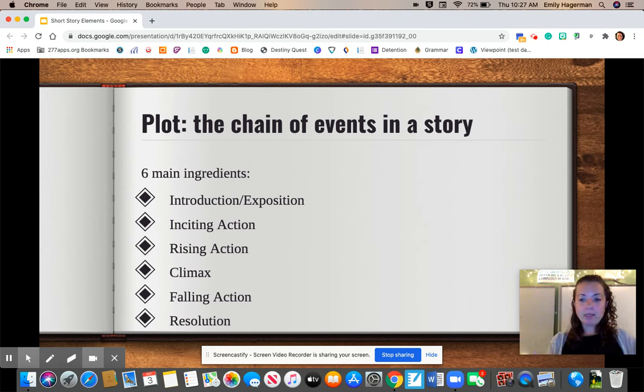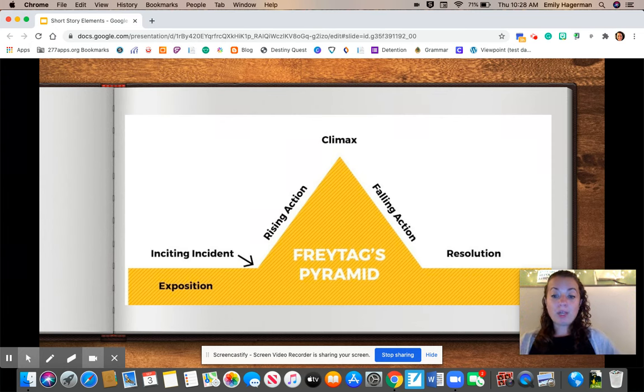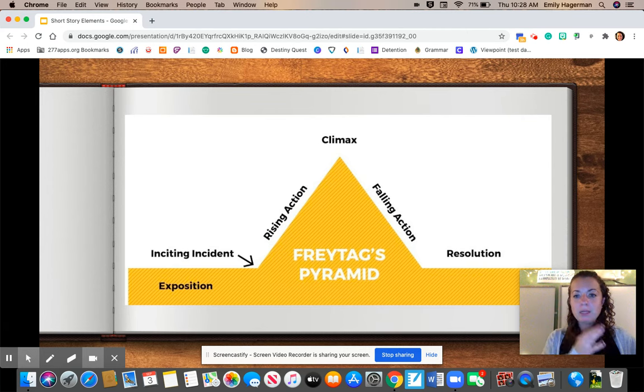So don't worry, I'm going to talk about each of these 6 ingredients separately, but the 6 of them are introduction or exposition, inciting action, rising action, climax, falling action, and resolution. This is what I want you to picture in your head when we talk about plot, and this is Freytag's pyramid. It starts with that exposition or introduction, then we see the inciting incident right there at the base of the pyramid, moving into the rising action, leading to the climax, the very top of the pyramid, falling into the falling action, and then the resolution. So we're going to be following this pyramid diagram when we talk about plot structure.